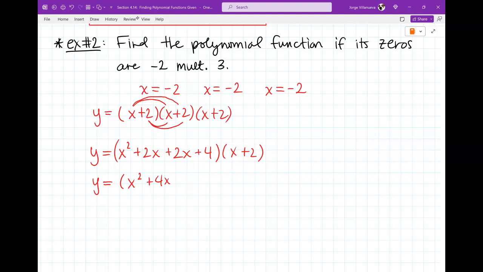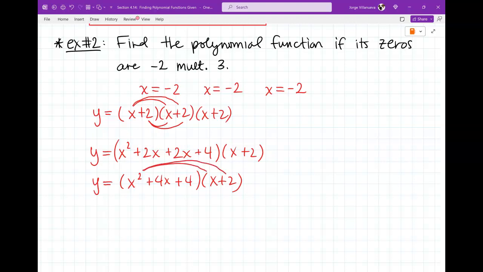Oops. 4x plus 4. And then this is the part where, like I said, it gets a little messy because now we're doing a 3 by 2. So 3 terms times 2 terms. So again, just take your time.